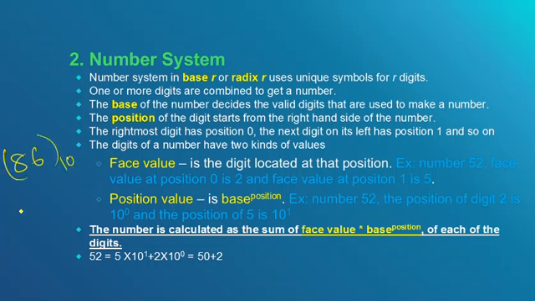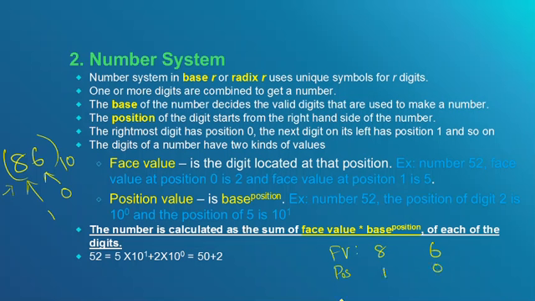To find the face value, we calculate the positions. The positions will be calculated from right to left. The position of 6 is 0 and the position of 8 is 1. This is the position value. The face value will be 8 and 6, and your position value is 0 and 1.